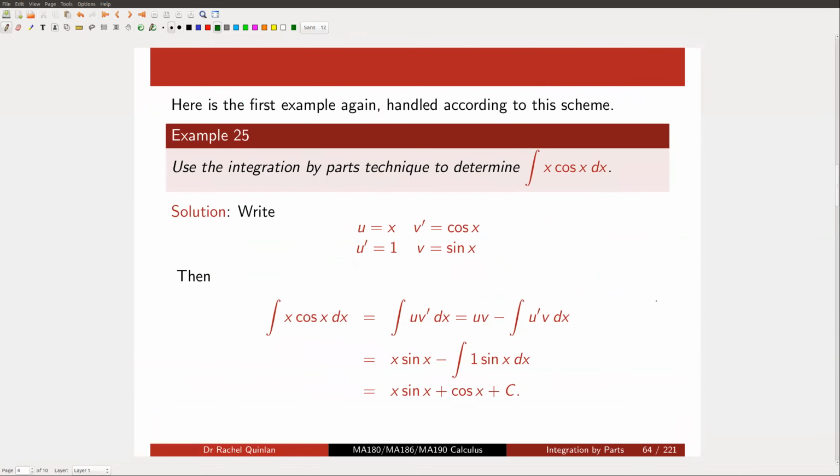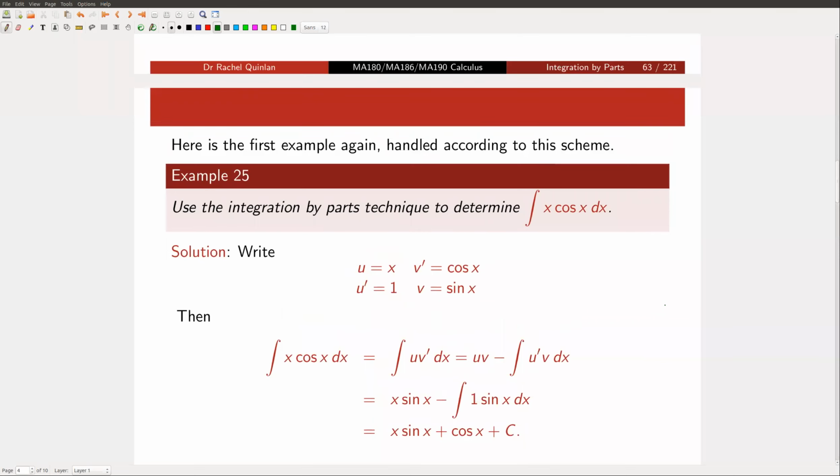Here's the first example again, but handled according to this integration by parts formula. And maybe a good idea would be to write down the integration by parts formula there in the heading. So what it tells us is that the integral of uv dash is uv minus the integral of u dash v. The idea here being that u and v dash are factors in a problem that we are presented with. So here's our problem again, x cosine x.